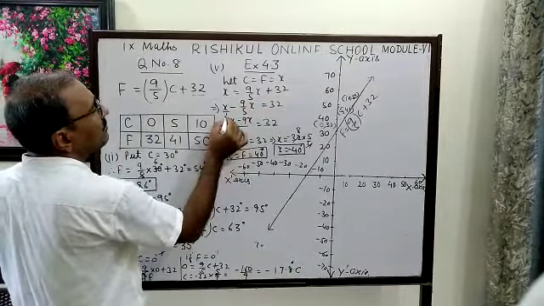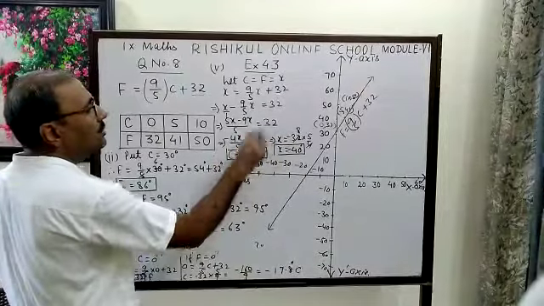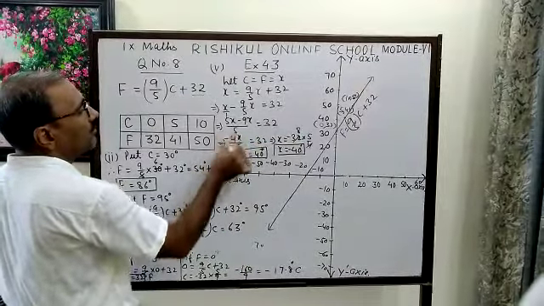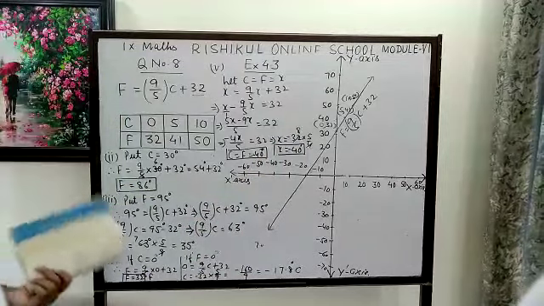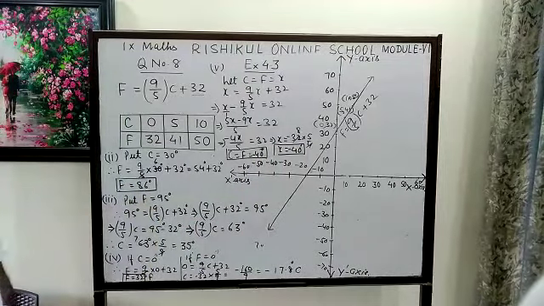LCM of 1 and 5 is 5: 5 divided by 1, 5 into X, 5X; 5 divided by 5, 1 into 9, 9X. Then subtract: 5X minus 9X is minus 4X upon 5, equal to 32, and X is equal to 32 into the reciprocal of minus 4/5, that is minus 5/4. 4 eights are 32, and minus 8 fives are minus 40. So C is equal to F is equal to X, which means minus 40 degrees. Clear? So in this way you can solve this question. Very very good, and better you revise this question.